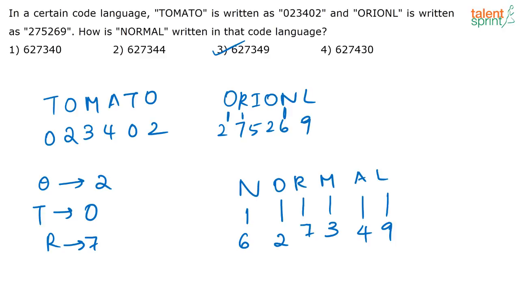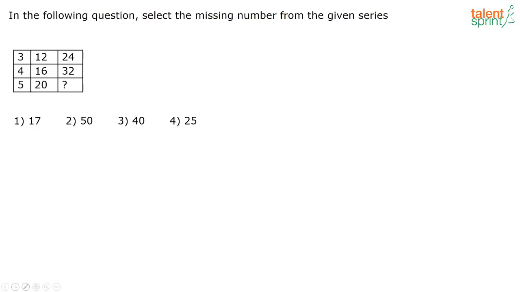Ashutosh tells me the answer is option 4. Please check, it is option 3. So Subramanyam, Priyanka, Saurav, everybody got it correct? Good. Very easy question on coding, very basic coding. So let's look at the next question. In the following question, select the missing number from the given series.